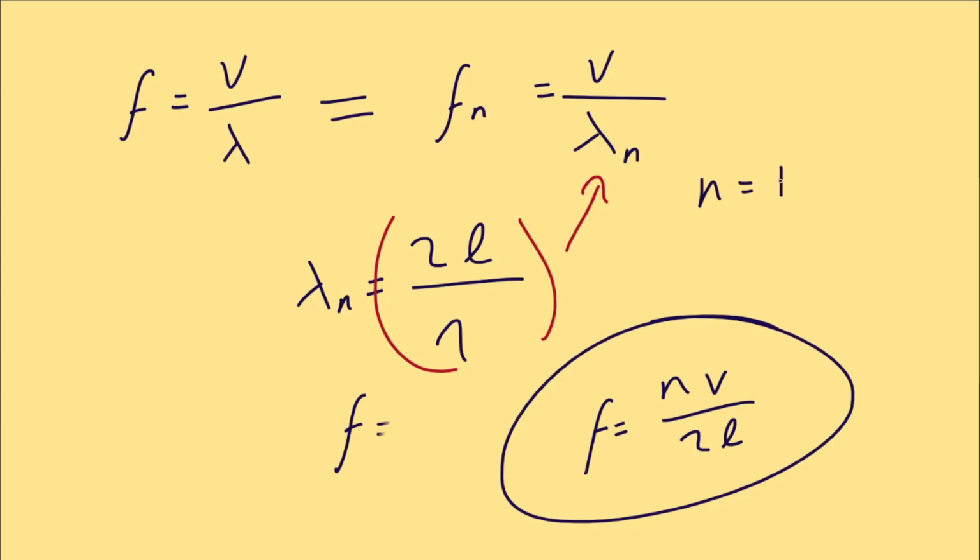Now, n equals 1 is the fundamental frequency. You can think of this as the default. And then n equals 2, 3, 4, and so on, these are the harmonics and overtones.